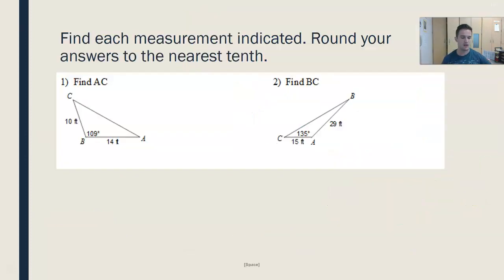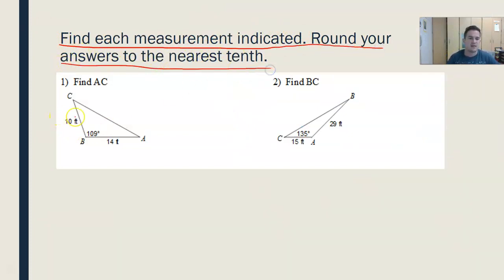Okay, anyways, this is the law of cosines. We're going to talk about how to use it. Here the instructions are: find each measurement indicated, round your answers to the nearest tenth. Notice here I have a side, an angle, and a side, so I cannot use the law of sines. If possible, I would want to use the law of sines because I think it's a little bit easier to look at, more visually appealing than the law of cosines. It's easier to compute, but we'll start by using the law of cosines.